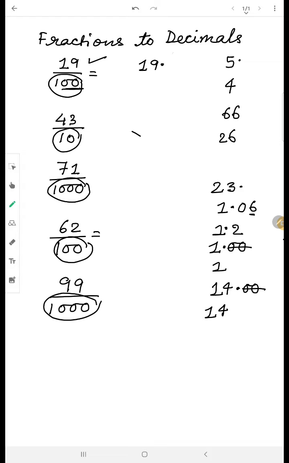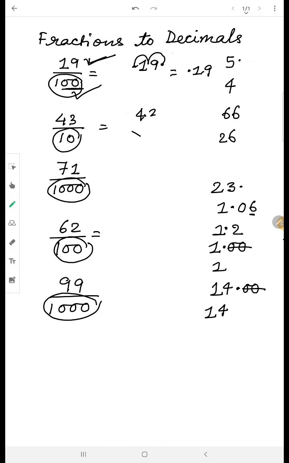Now how am I going to convert it into decimals? Look below at the denominator. This is the fraction where the upper part is called the numerator and the lower part is called the denominator. In this case there are two zeros. That means my decimal will move two places to the front, 1 and 2. So the decimal comes here. What will be my answer? My answer will be 0.19.